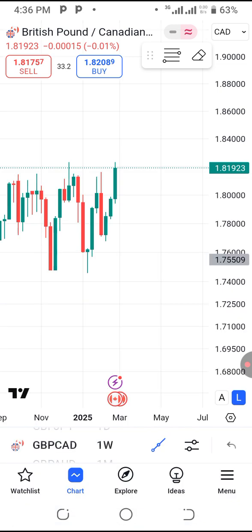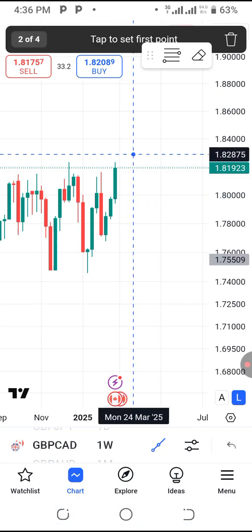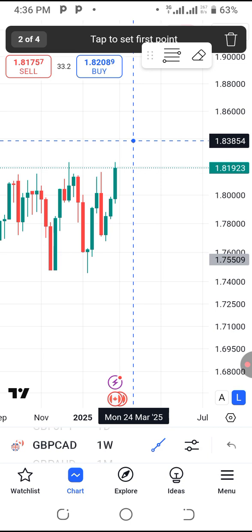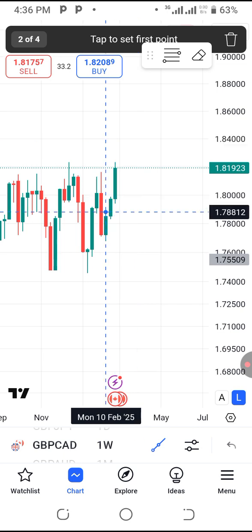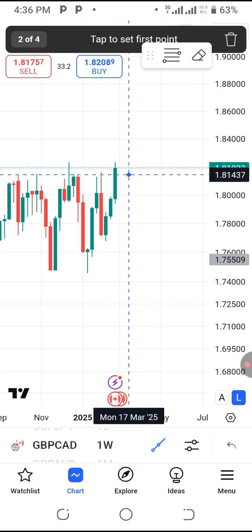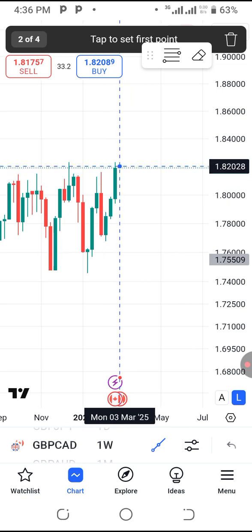So I'm anticipating a move to the upside this week. Price is surely going to reach 1.8400. Surely going to meet 1.8400. There's a bullish move on GBP CAD this week.